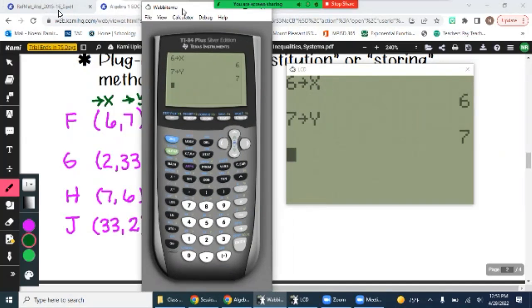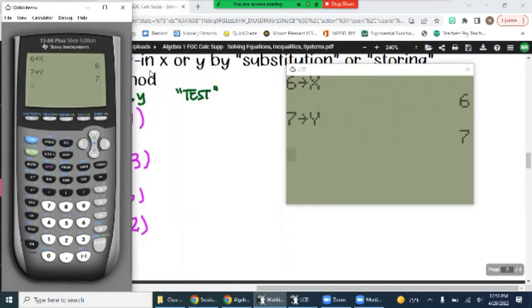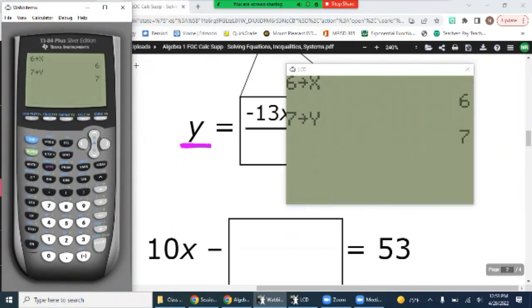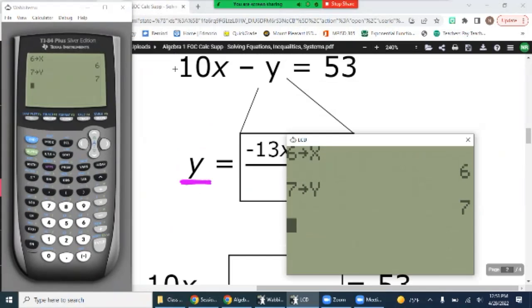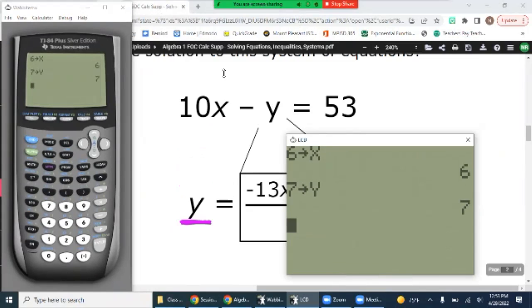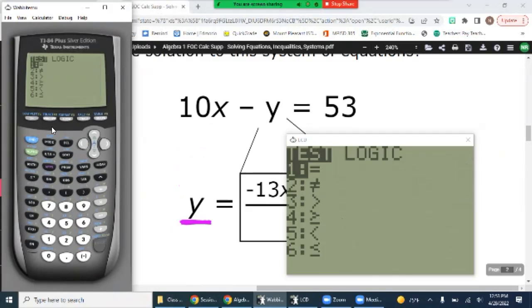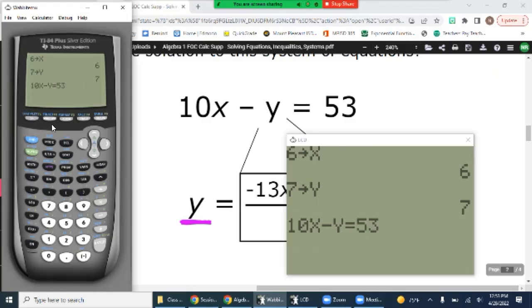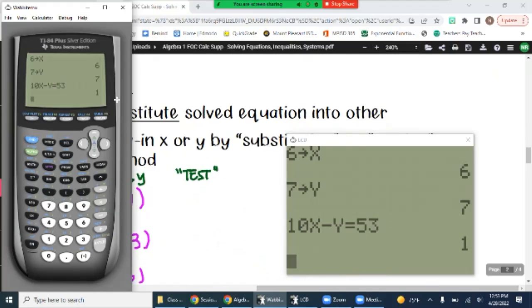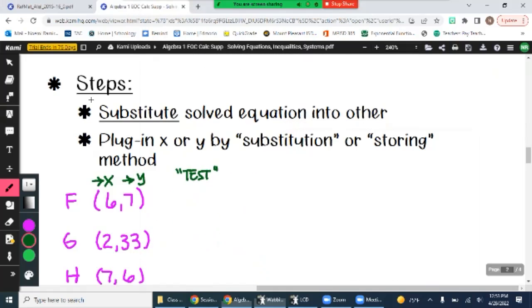All right, now we have to actually test it into the equation. We're going to do it into the first equation. And my first equation is going to be 10x minus y equals 53. 10x minus y equals 53. Press enter and you get what? 1. So the very first equation gave you a 1. Looking good so far. Now I got to test the second equation.